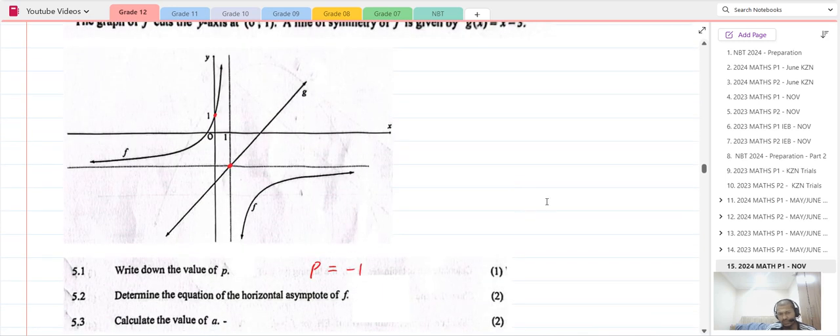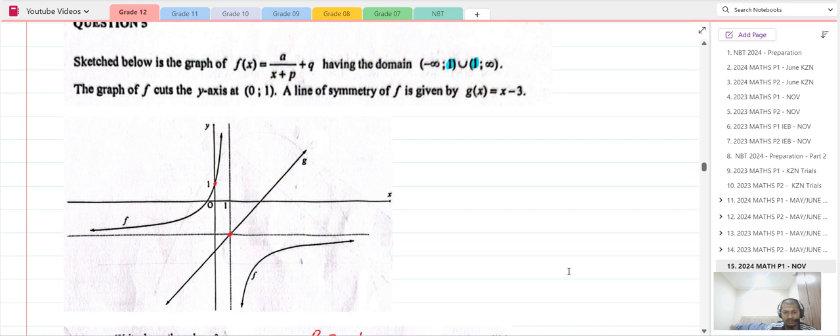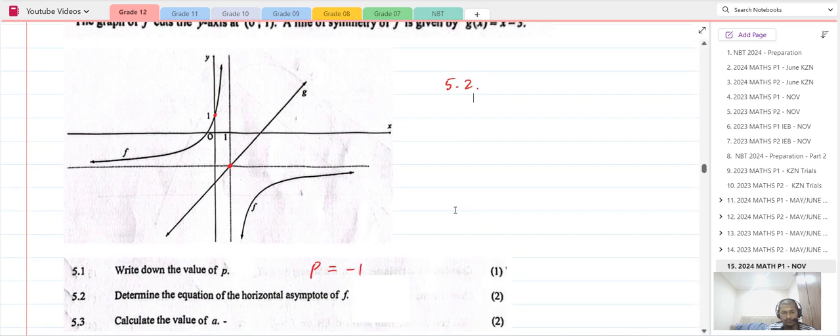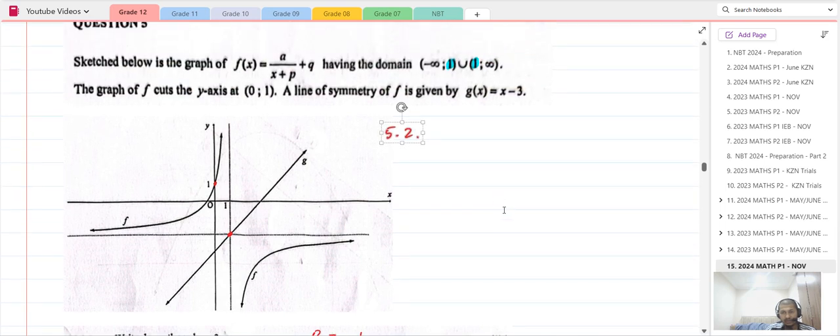Determine the equation of the horizontal asymptote of f. How are we going to find the equation of the horizontal asymptote? That's 5.2. Yes, there should be an easy way of finding it. How can we find it? In order to find this, the axis of symmetry is given, right? It's x minus 3.